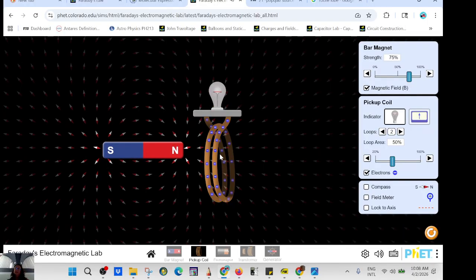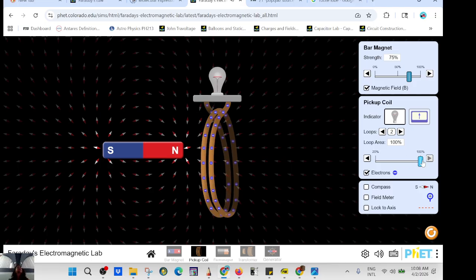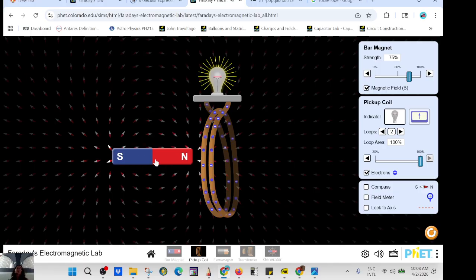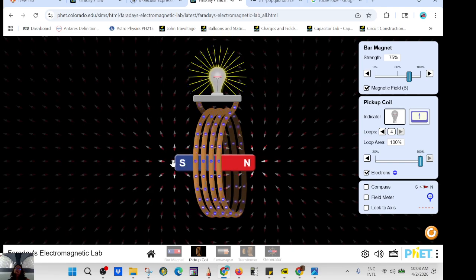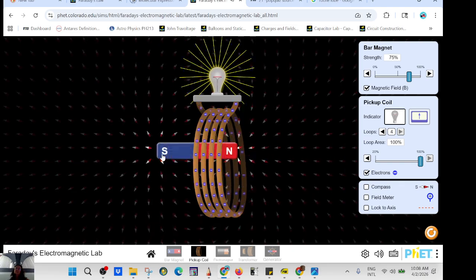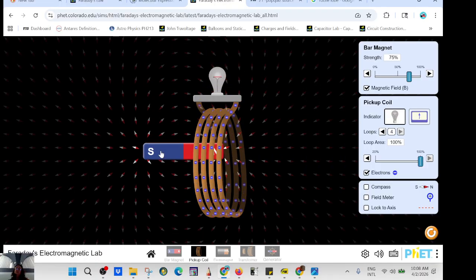So how can I increase the current here? I can increase what else? What can I do? I increase the area. By increasing the area, you're going to increase the number of field lines poking through or cutting through. So that will work. I can increase the number of loops. Okay, so that works also, right? It's going to be brighter, so more current induced.